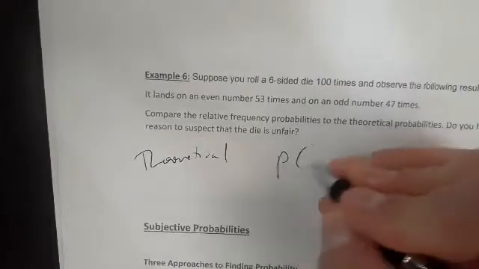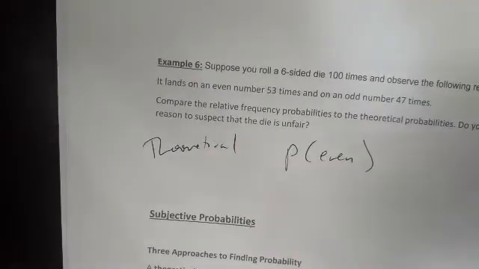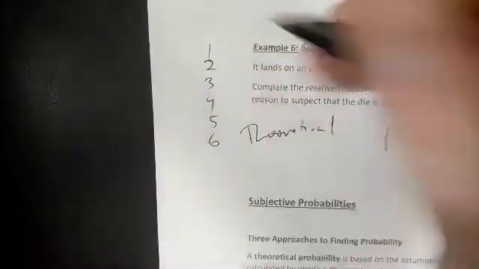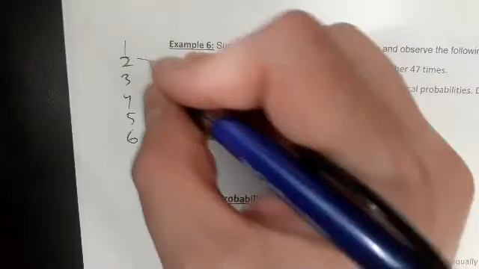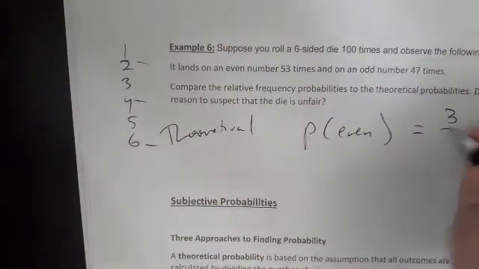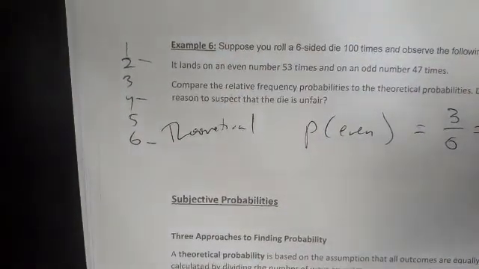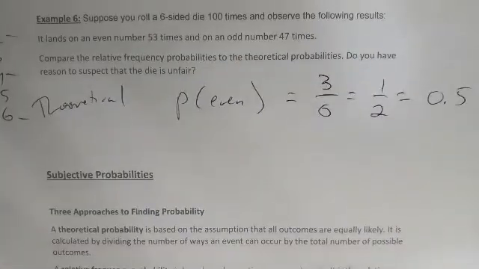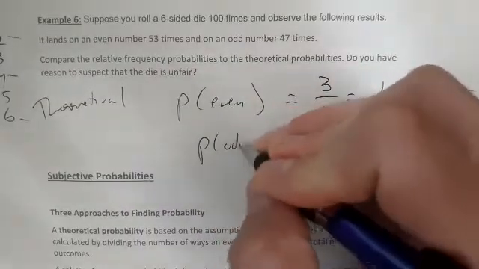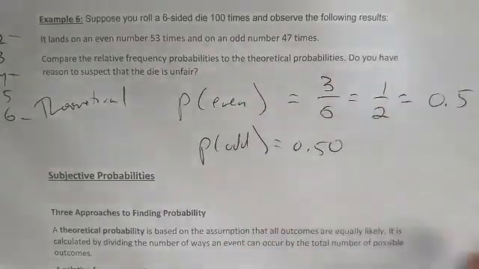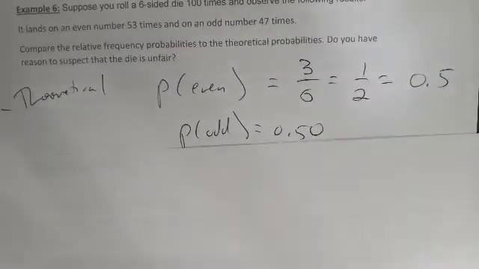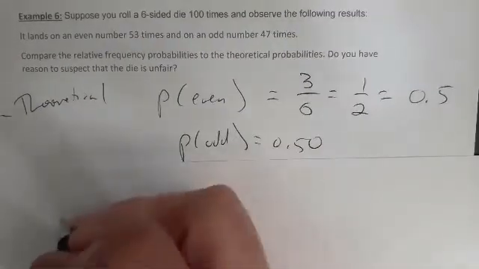So if I think about the probability of it being even, well, I have 1, 2, 3, 4, 5, 6. How many of those are even? 2, 4, and 6 are even. I get 3 even out of a total of 6. So the probability of it being even is going to be a half, or 0.5. It is going to be even half the time, and odd the other half. That's 50-50. So this is the theoretical probability, and I want to compare that to my relative frequency.